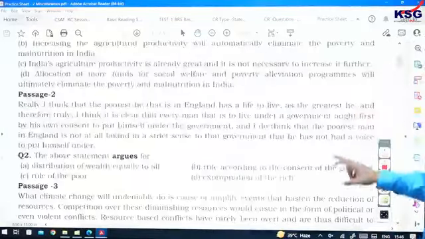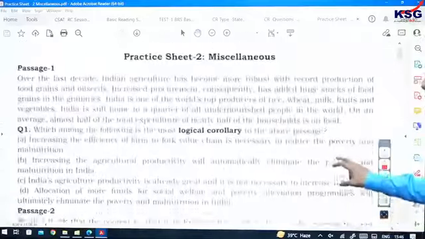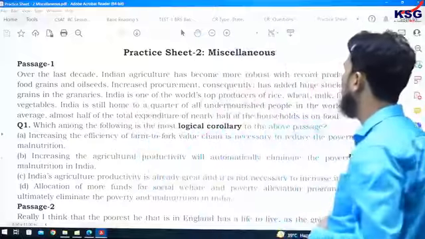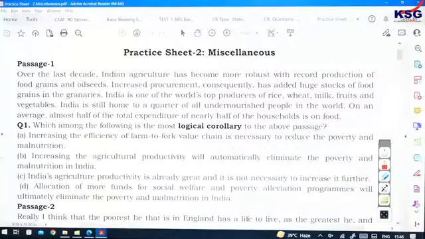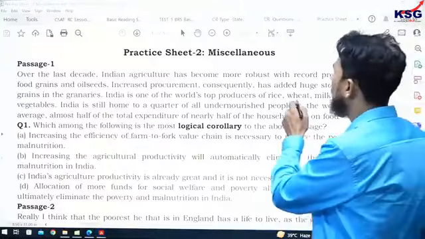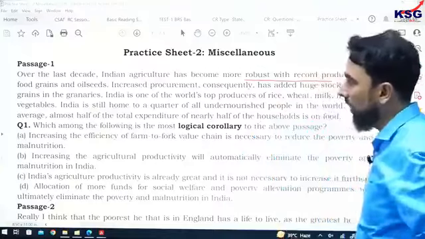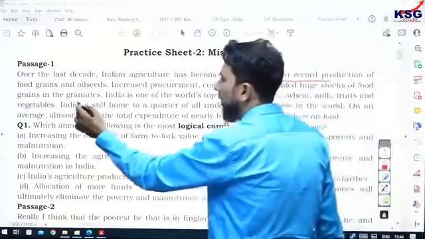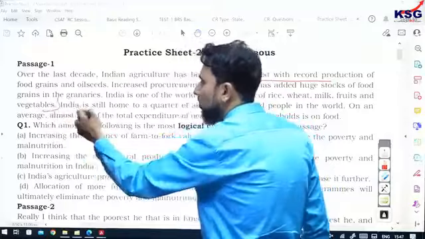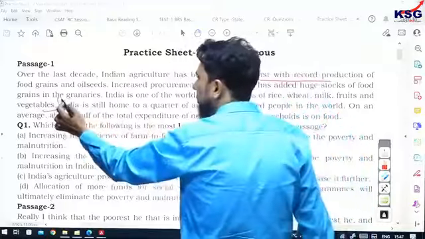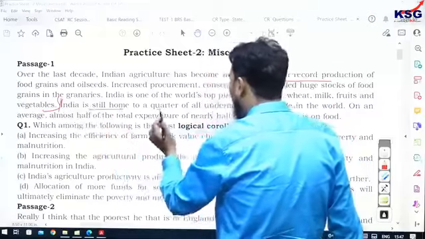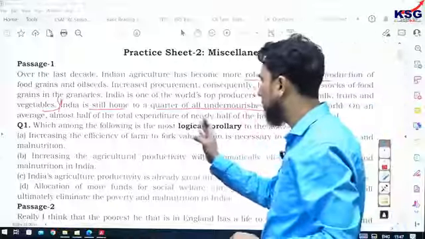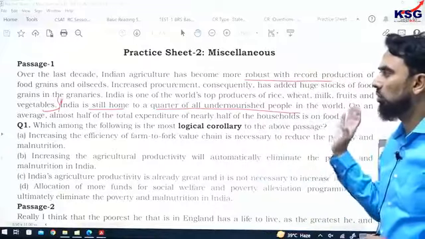We go to the first passage. Over the last decades, Indian agriculture has become more robust with record production of food grains and oil seeds. So on one hand, we have this robust production of food grains. India is one of the world's top producers of rice, wheat, milk. After telling you all this, that India is a great producer of food grains, the author says, the transition is here: India is still home to a quarter of all undernourished people in the world. On an average, almost half of the total expenditure of nearly half of the households is on food.